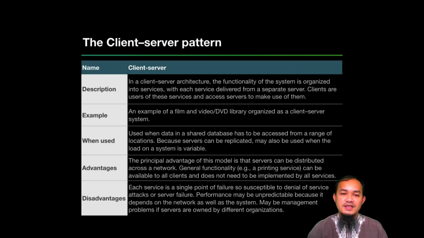The description of this pattern: in a client server architecture, the functionality of the system is organized into services, which are delivered from separate servers. Clients are users of these services and access servers to make use of them. The client accesses the server to use the services. The server is the one who serves the service. We call this the client server architecture pattern.